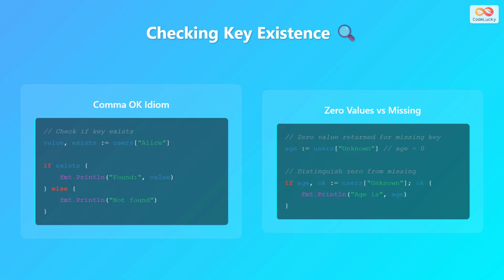When you try to access a key that does not exist in a map, Go returns the zero value for the value type of the map. For example, if the map has integer values, it will return 0. However, you can distinguish between a zero value that is actually stored in the map and a zero value that is returned because the key is missing by using the comma OK idiom.